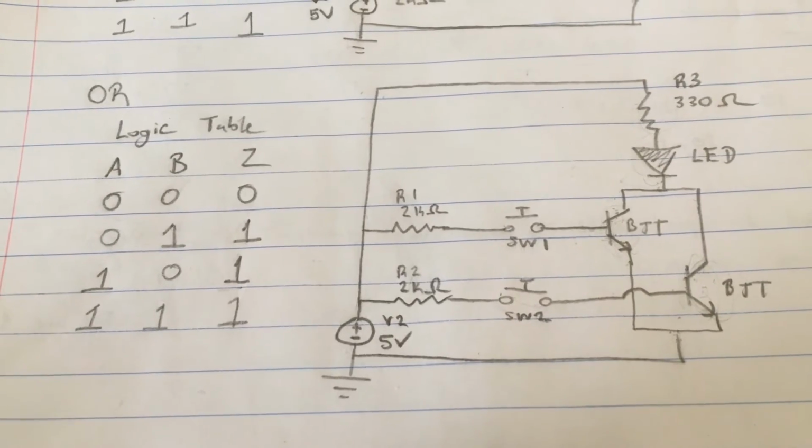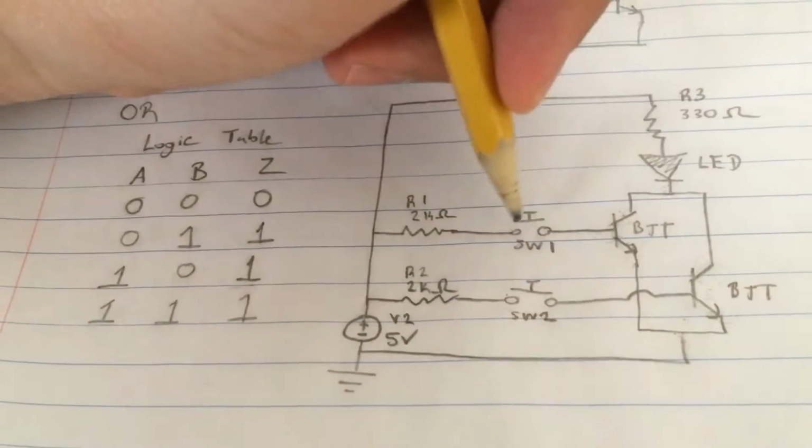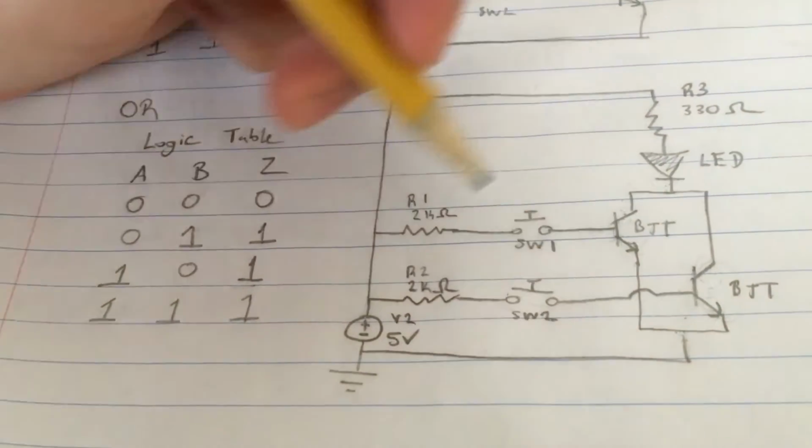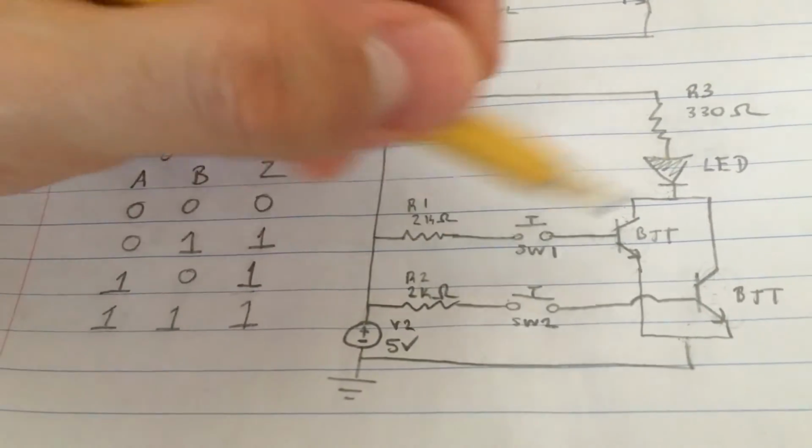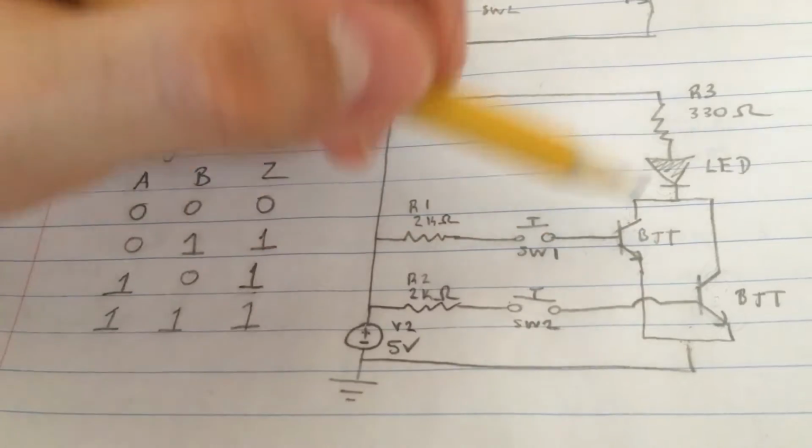And finally, we have our last case. It is when both A and B have inputs of a 1, meaning that both of these switches are going to be turning on. This means that current is going to flow through both resistors, through both switches, and into the bases of each transistor.